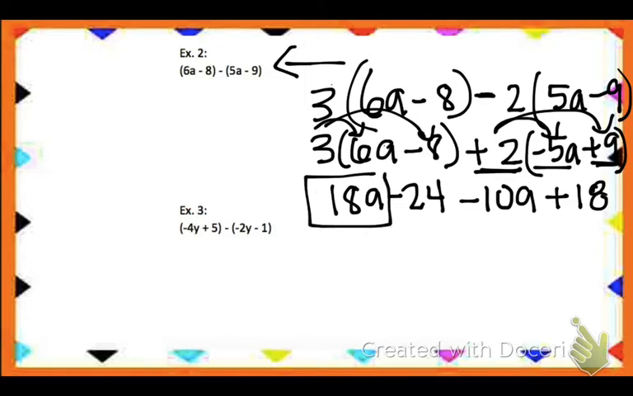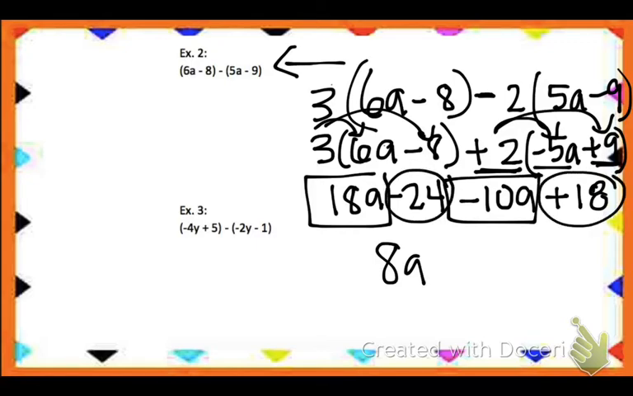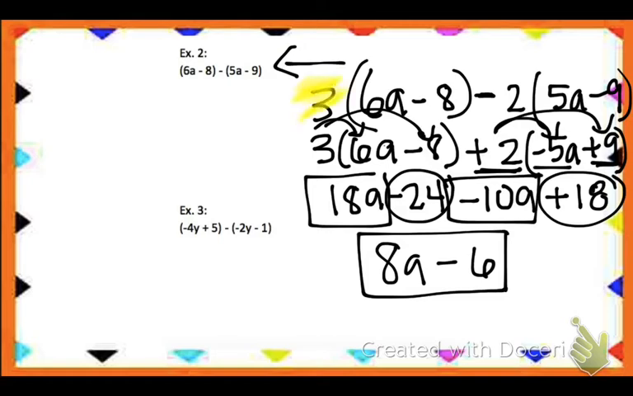So I have positive 18a minus 10a is 8a. And then negative 24 and positive 18 is minus 6. So that's just an extra example where you can really focus on those numbers that are being distributed. You're still going to do that KCO step where you change the subtraction to addition and change the opposite signs, and then distribute your numbers and add as normal.